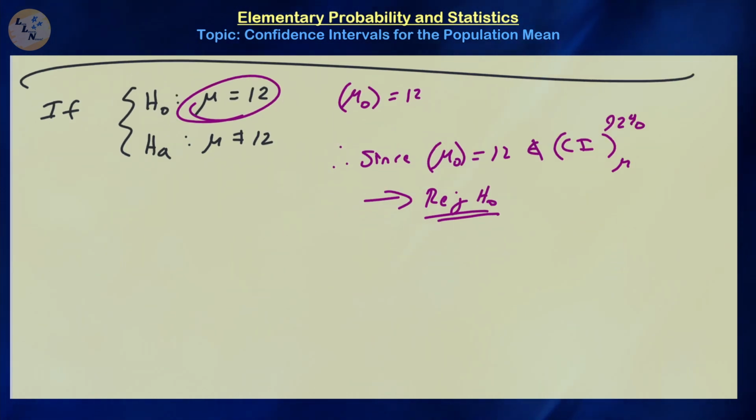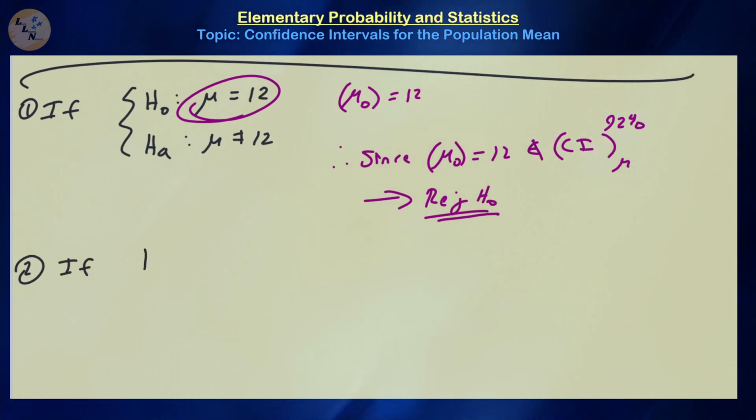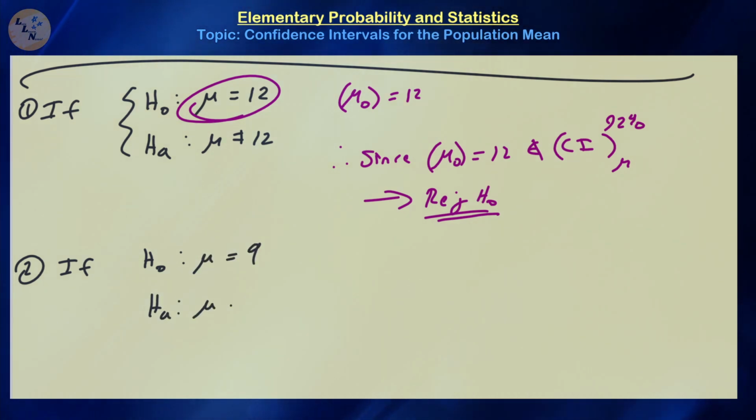So let's look at another scenario that you may encounter. So that's scenario 1. Let's look at scenario 2. Let's assume another person comes up to you and says, what I believe is that the mu value is equal to 9. So the alternative would, of course, be mu is not equal to 9. That's the general case. So would we reject or fail to reject the null hypothesis in this case?